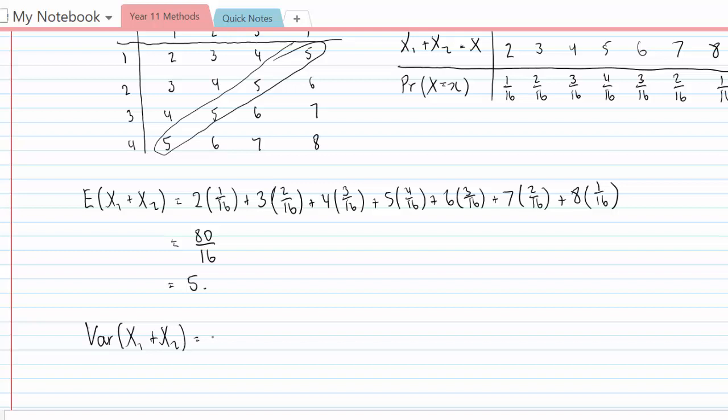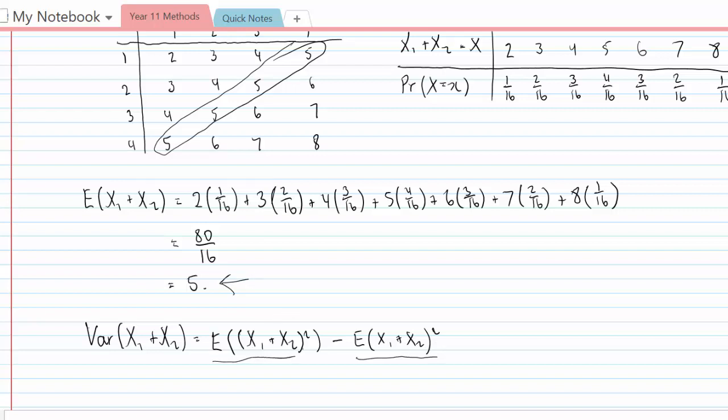well, that's going to be the expected value of (x1 plus x2) squared, and then we're going to subtract the expected value of x1 plus x2, squared. So to work out this part of the equation here, I just need to square my answer from there. So that's going to be fine. That'll be really easy to do.